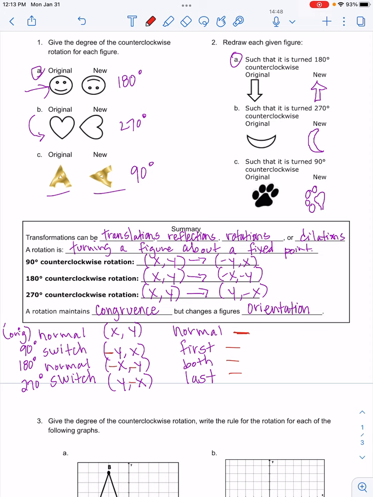So normal switch, normal switch, normal first, both last. Normal, XY, switch, YX. Normal, the X and the Y stay their sign. First means that this first number in the coordinate pair switches to the opposite. Both means that both numbers in the ordered pair switch to the opposite. And last means the last number in the ordered pair switches to the opposite.